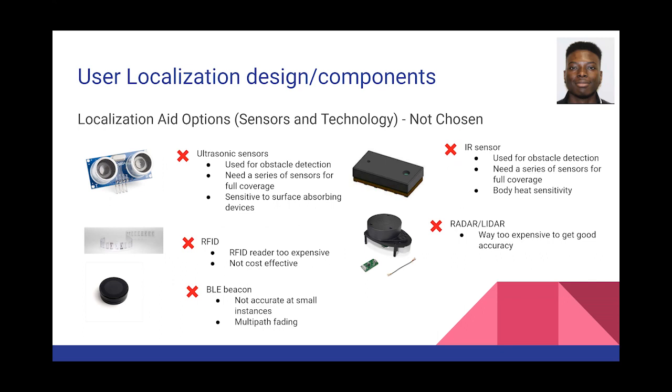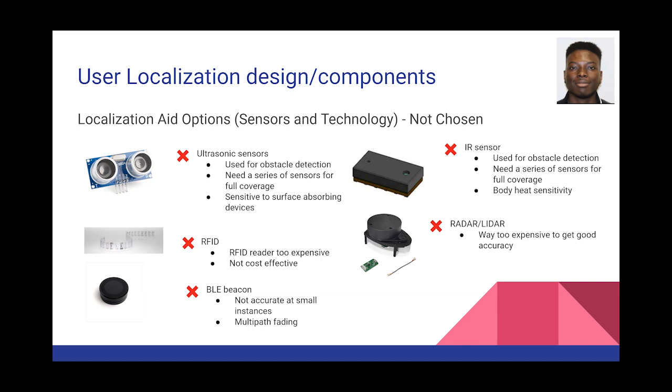We thought about ultrasonic sensors and IR sensors, but a lot of what they're used for is obstacle detection, because contrary to one of the points I mentioned earlier, they will not be able to determine or locate specific users. There are also different disadvantages. For instance, ultrasonic sensors are very sensitive to surface absorbing materials, such as glass, and IR sensors are very sensitive to body heat.